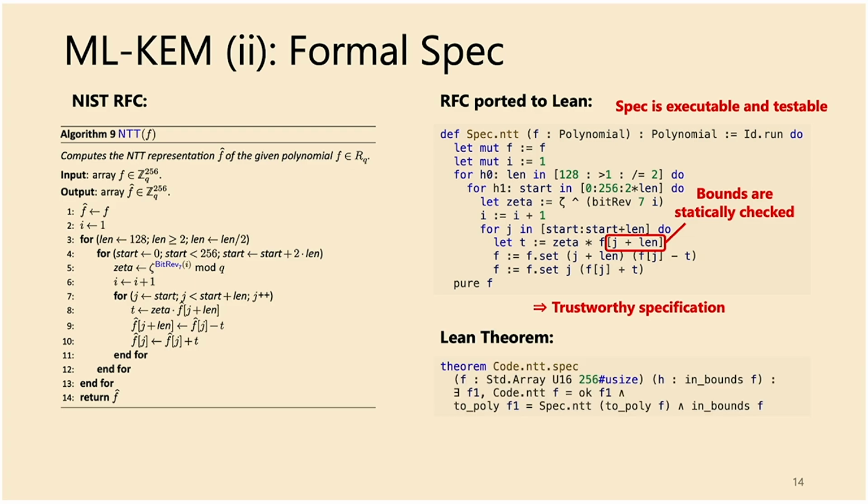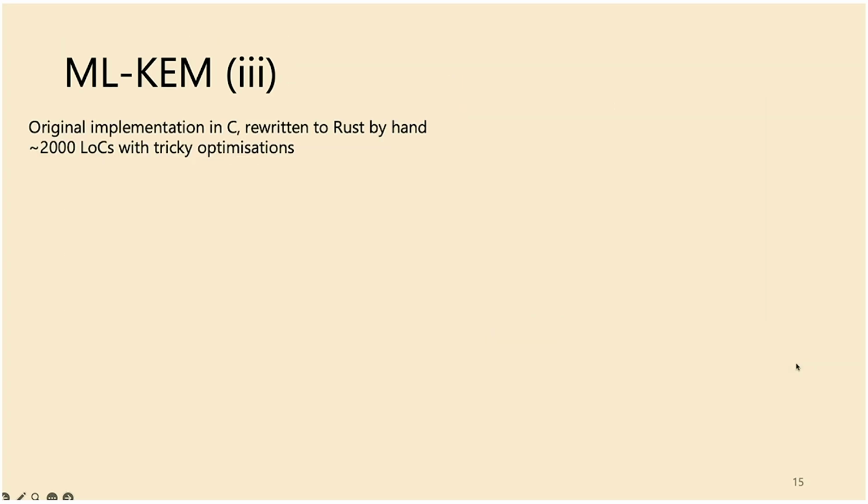And given this specification, we can prove the Lean theorem we want, which links the generated model to this spec NTT. And what we say is that provided the input array is in bounds, so all the values are smaller than 3329, then the output array seen as a polynomial is equal to calling the specification NTT on the input array seen as a polynomial.